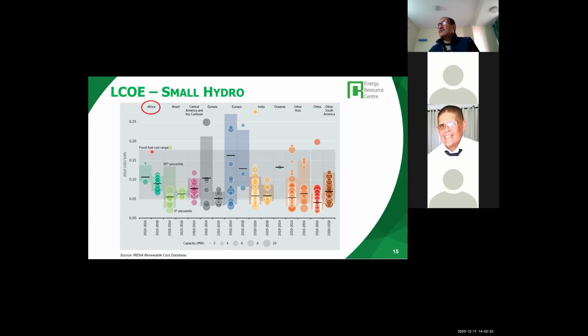And this is the fossil fuel range. But still, what I mean to say is, it will be cheaper than a diesel plant. The diesel plant has a higher range. Any more questions, comments?